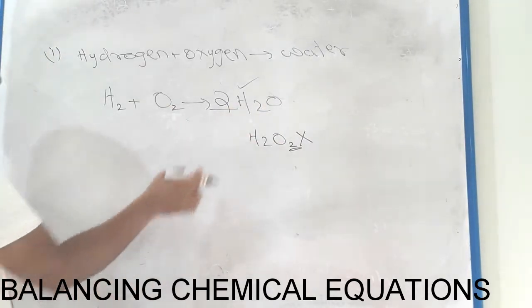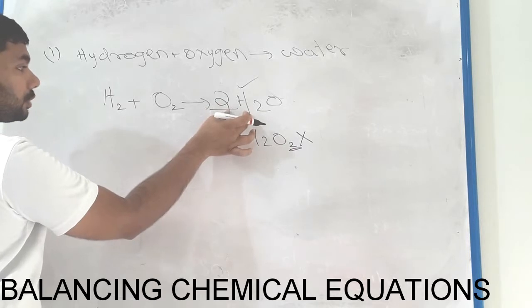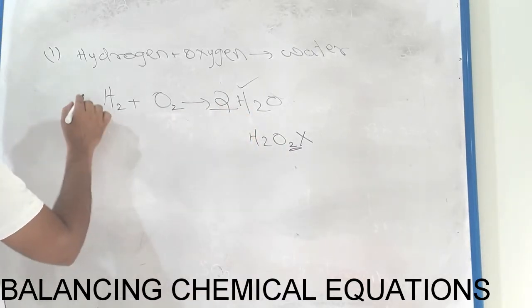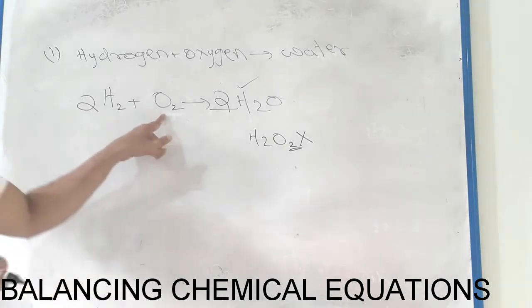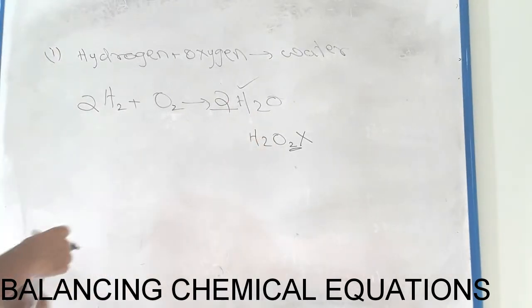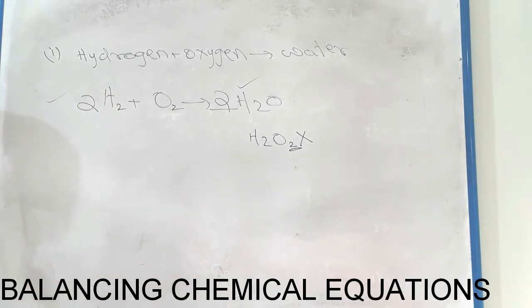What about hydrogen? Here 2 times 2, 4 hydrogen. Here 2 hydrogen. So we have to put here 2. So 2H2 plus O2 giving 2H2O. This is the balancing of water. Balanced equation for water: hydrogen plus oxygen giving water.